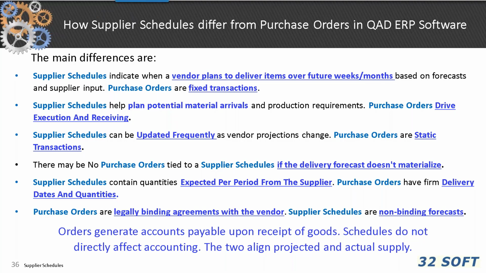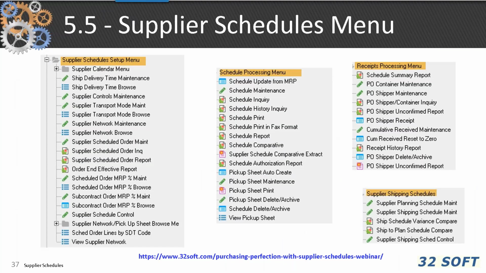Supplier schedules are more intense than purchase orders, so the process requires a little bit more concentration. The 5.5 supplier schedule accounts for the setup of suppliers, the processing of schedules, receiving of schedules, and shipping. All drive MRP. If you want to look at an explanation of supplier schedules, Olena has a Purchase Perfection with Supplier Schedule webinar out on the 32Soft website.